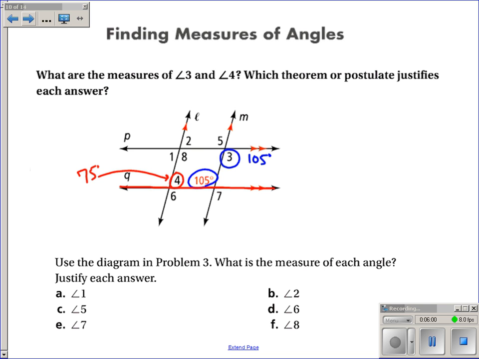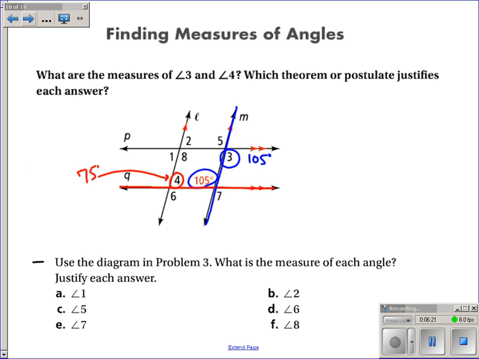Now for 3, this was the transversal, and so it changes based on what angles you're looking at. Okay, and down here, it says use the diagram in problem 3. What is the measure of each angle and justify each answer? We will do just a few of these so you get the idea.